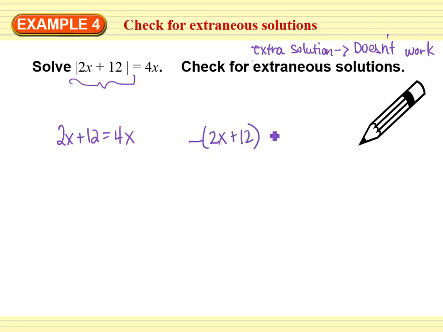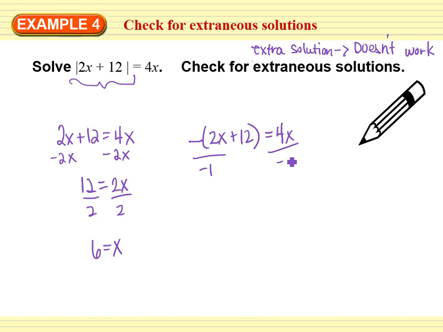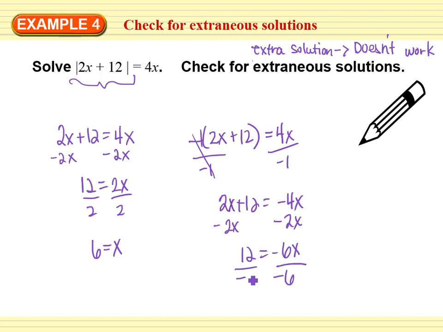And remember, again, the whole thing has to be negative, not just the 2x. Subtract 2x from both sides over here. We get 12 equals 2x, divide by 2, and we get x equals 6. Divide by our negative 1. To get rid of that negative 1, we get 2x plus 12 equals negative 4x. Subtract 2x from both sides. We get 12 equals negative 6x. Divide by negative 6, and we get x equals negative 2. Okay, so our solutions are 6 and negative 2.